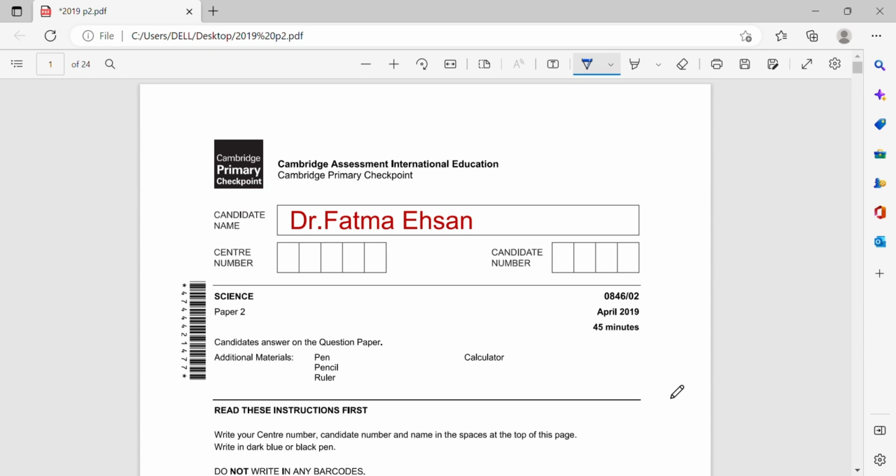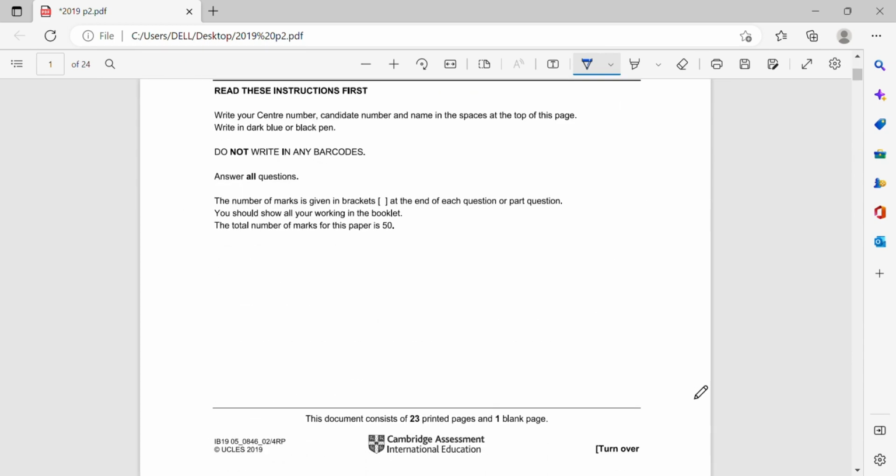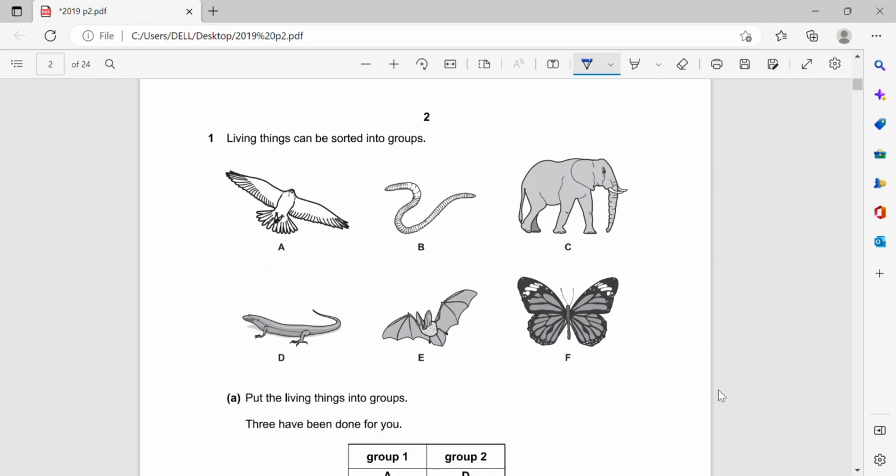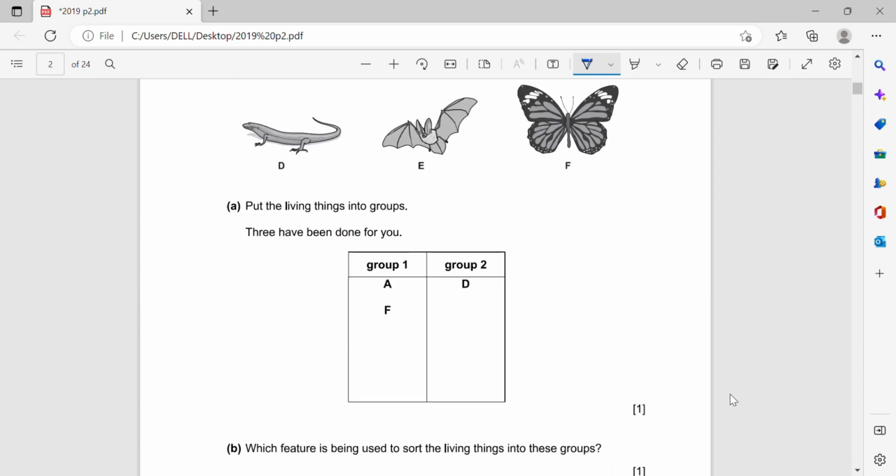Today we are going to solve Cambridge Primary Checkpoint, April 2019, paper 2. Question number 1. Living things can be sorted into groups. So here I have living organisms. Put the living things into groups. 3 have been done for you.